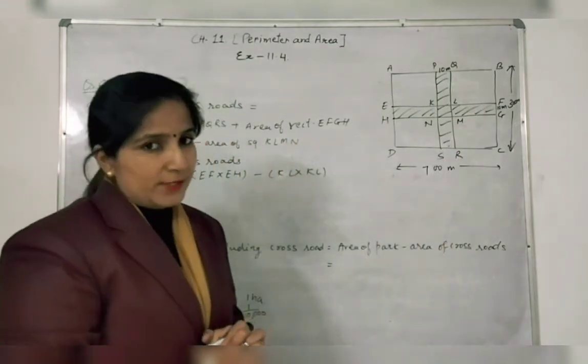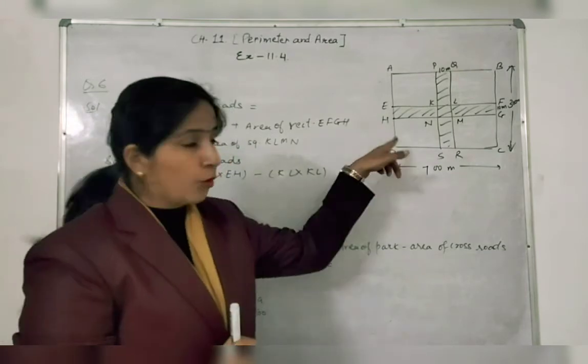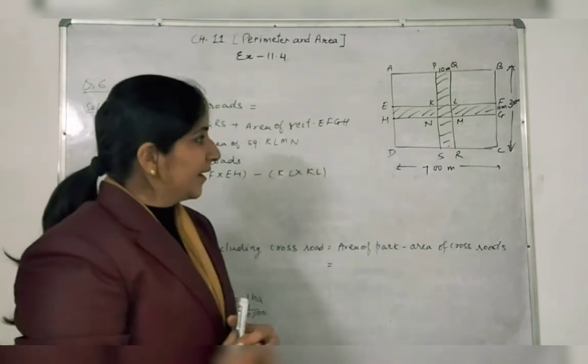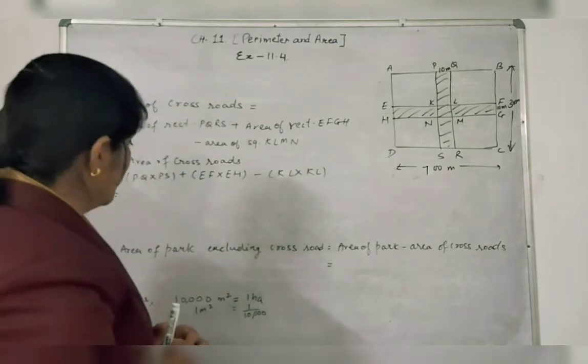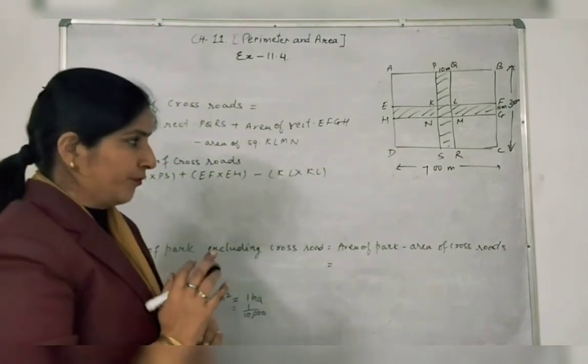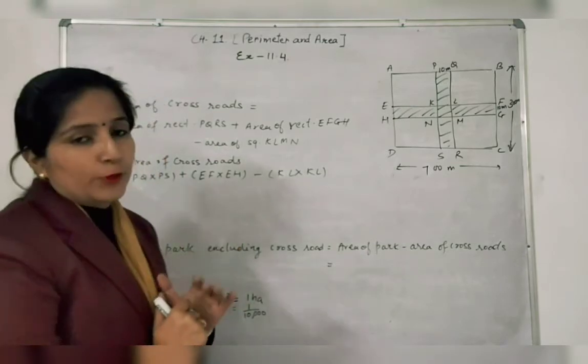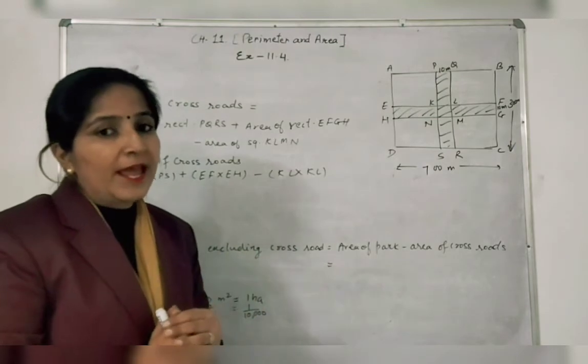Now what are they asking? One thing they are asking is the area of the path, the crossroads you can say. And second, they are asking the area of the park excluding the crossroads. So two things they are asking. And the answer of the area of the park excluding the crossroads, they are asking in hectares.